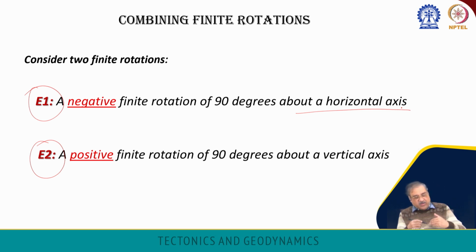Now the second operation, E2, is a positive finite rotation about a vertical axis. So let's say the axis is this way. If I'm looking at it from above, E2 involves a positive rotation, that is an anti-clockwise rotation of 90 degrees about this vertical axis. So we are talking about two types of finite rotations. You can regard them as two operations. Now let's see what happens when we combine these operations.